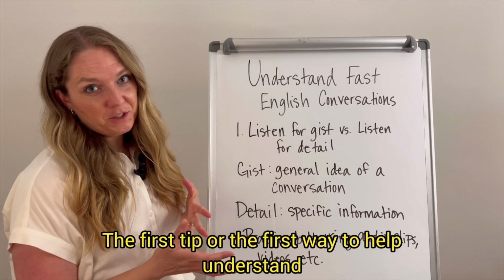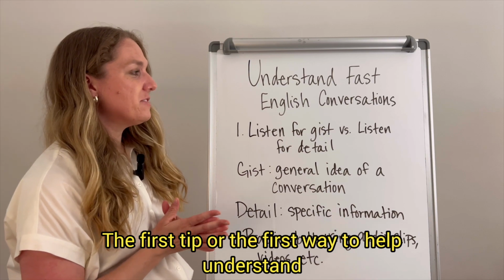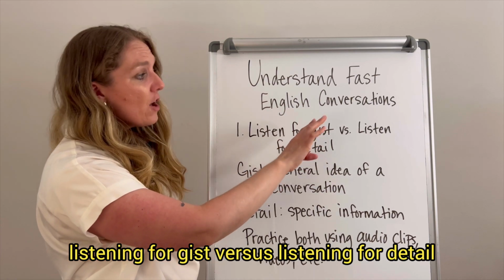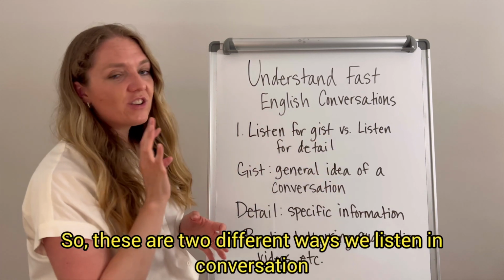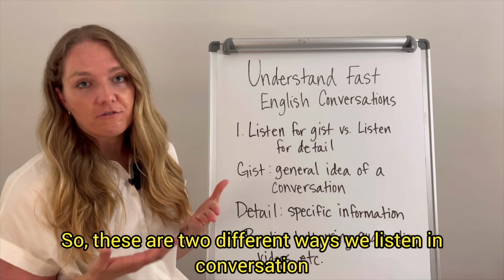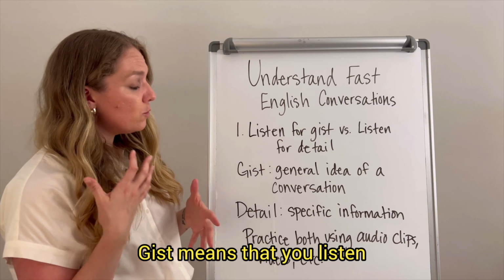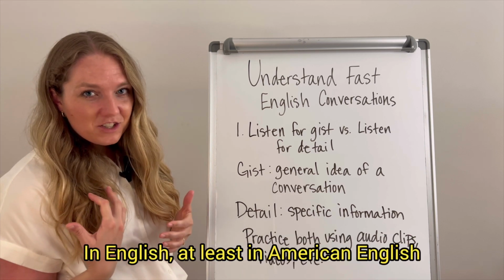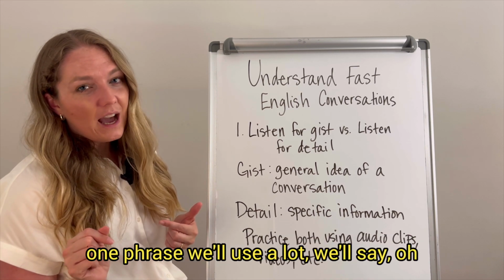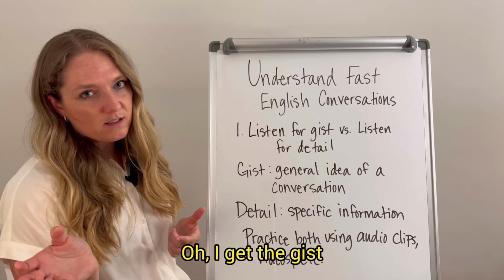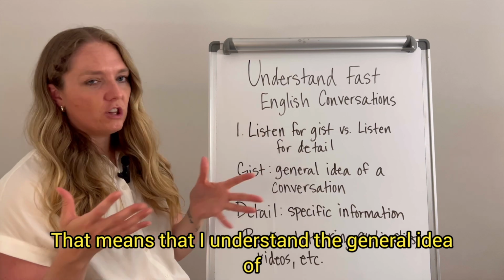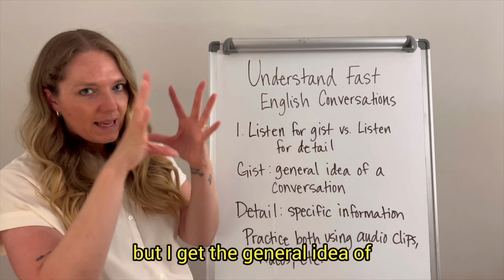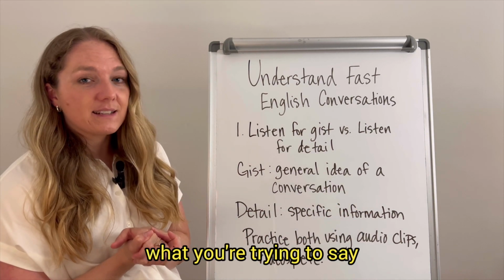The first tip or the first way to help understand fast English conversations is to practice listening for gist versus listening for detail. So these are 2 different ways we listen in conversation. Gist means that you listen and you just get the general idea of a conversation. In English, at least in American English, one phrase we'll use a lot, we'll say, oh, I got the gist of it. Oh, I get the gist. That means that I understand the general idea of what you're trying to say. I might not get all the specific information, but I get the general idea of what you're trying to say.